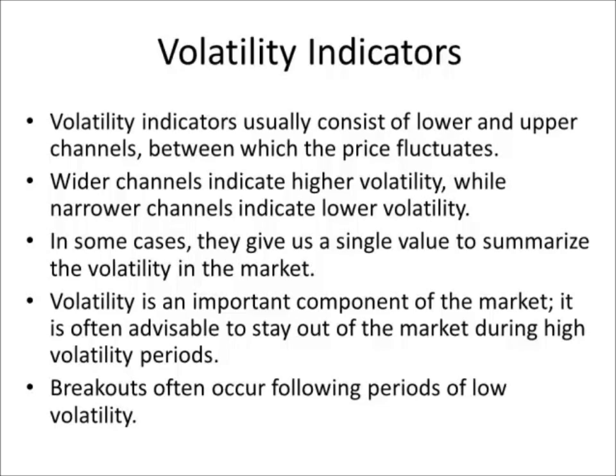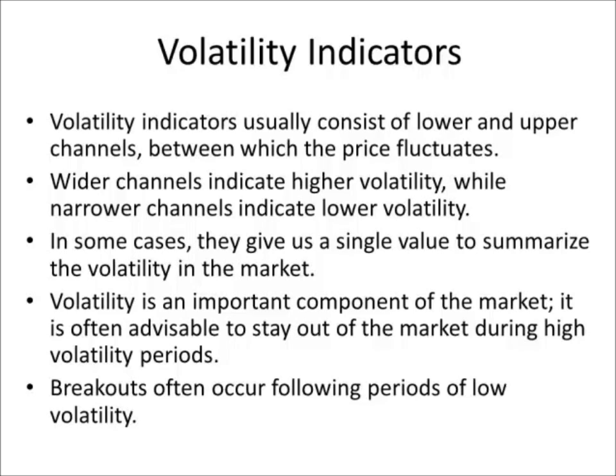Now, what is a volatility indicator? Quite often, they consist of lower and upper channels, or a lower and upper band. You can think of the price sequence and two lines around that sequence, one above, one below, and that is your volatility channel. What the channel tells us is where the price is expected to fluctuate in between. So if we have an upper band and a lower band, we expect that the price will be within this band.